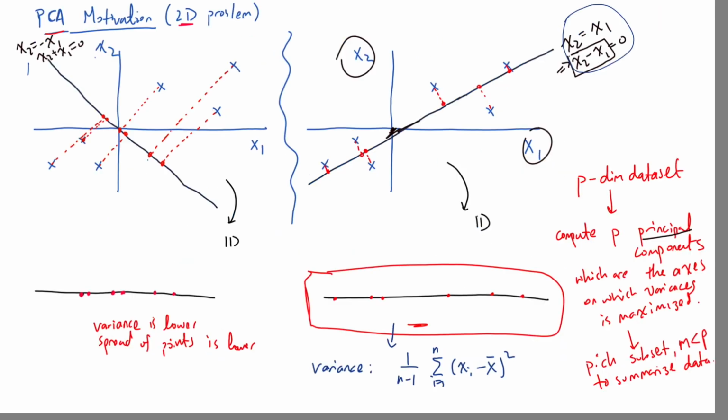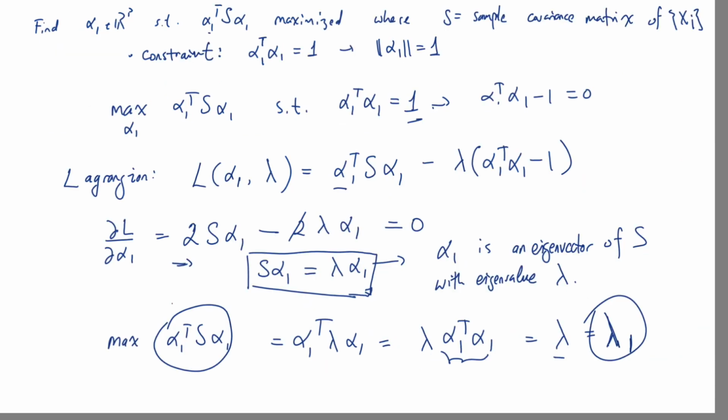So if we go back to our original picture, the projection of the points here, the best projection in terms of the one that maximizes the variance, is given by the first eigenvector of the sample covariance of the points. And the variance of the points on the new space is equal to the first eigenvalue. And so that is the connection between principal components and eigenvalues.